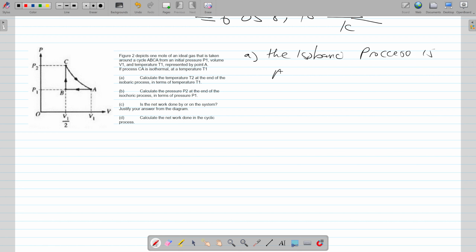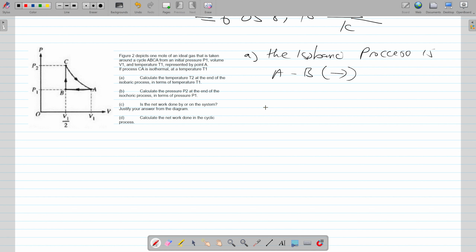is A to B. A to B is our isobaric process because there's no change in pressure. As you can see, this process here is completely horizontal. It doesn't move along the y-axis here. So that's our isobaric process. You can also state your reason for why this is isobaric.